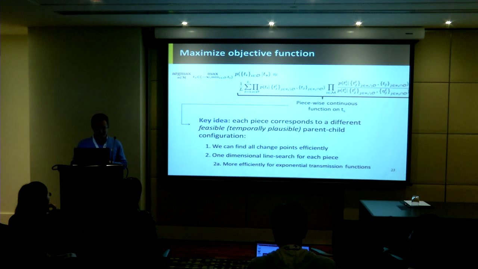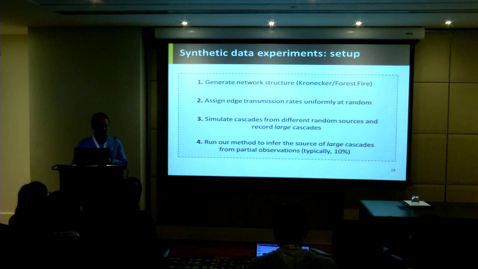The next thing is we're going to evaluate this approach on actual data. The first thing is we're going to generate some synthetic data. We're going to first generate some network using this Kronecker network package. And we need a diffusion model, right? In practice, when you have real data, you learn it from your data. When you have a synthetic experiment, you can pre-assign these random diffusion parameters. You assign edge transmission rates uniformly at random, and you can simulate lots of cascades. We are going to focus on those cascades which are relatively large, covering more nodes.